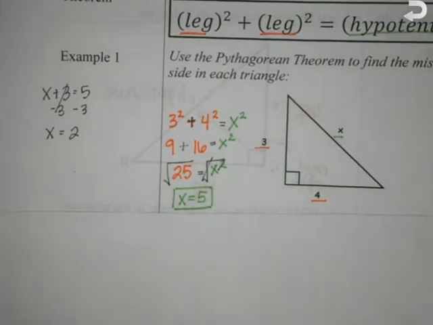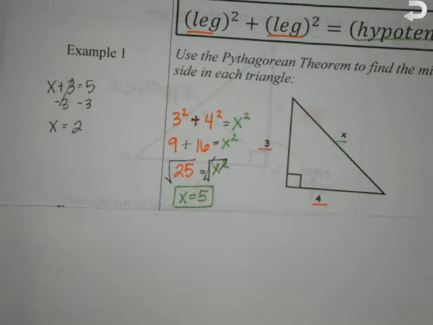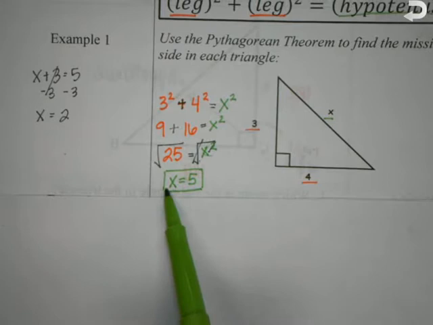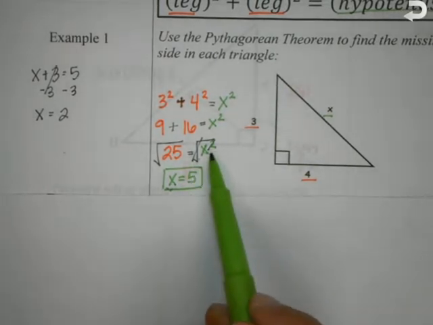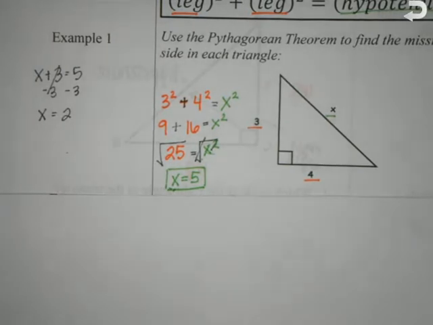So if we ever have x squared, we want to get rid of that squared term because we need x all by itself. X equals something. So the opposite of taking the square of something is taking the square root. It's like multiplication and division are opposites. Addition and subtraction are opposites. Square and square root are opposites. Okay? Let's check our answer just really quick.